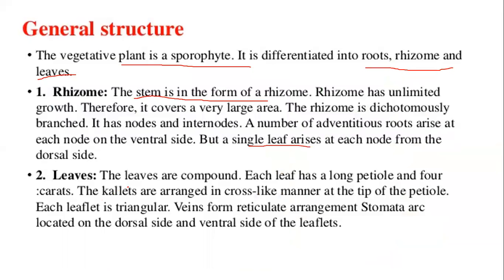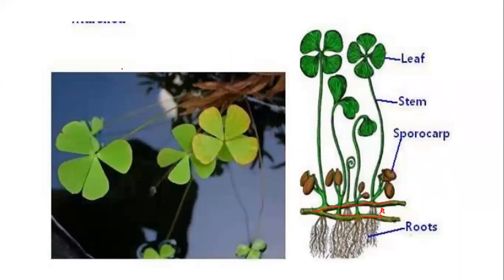Now, how are the leaves? Leaves are compound. Why am I saying the leaf is compound? Because it is dissected into four leaflets. Each leaf has a long petiole and four leaflets. The leaflets are arranged in a cross-like manner at the tip of the petiole, and each leaflet is triangular in shape. The veins form a reticulate arrangement, and the stomata are located on the dorsal side and also on the ventral side of the leaflets. So you can see the picture over here.